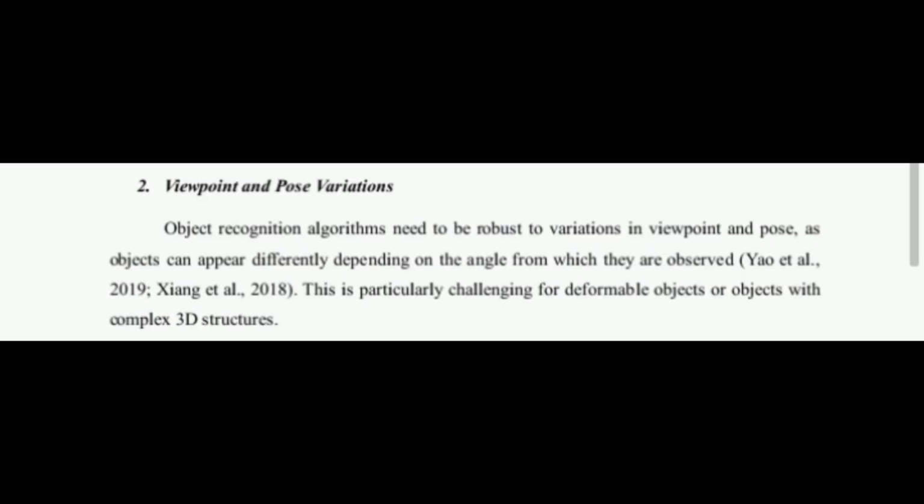Number 2. Viewpoint and pose variations. Object recognition algorithms need to be robust to variations in viewpoint and pose, as objects can appear differently depending on the angle from which they are observed. This is particularly challenging for deformable objects or those with complex 3D structures.